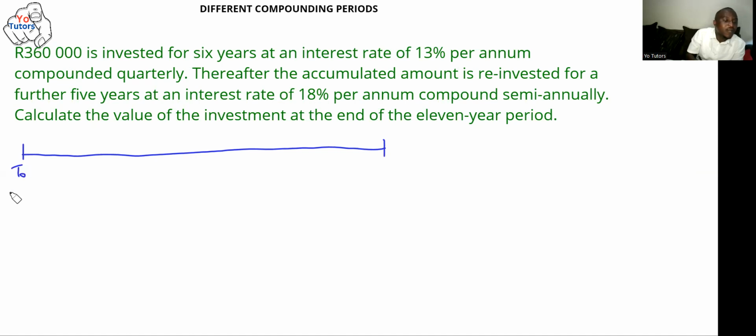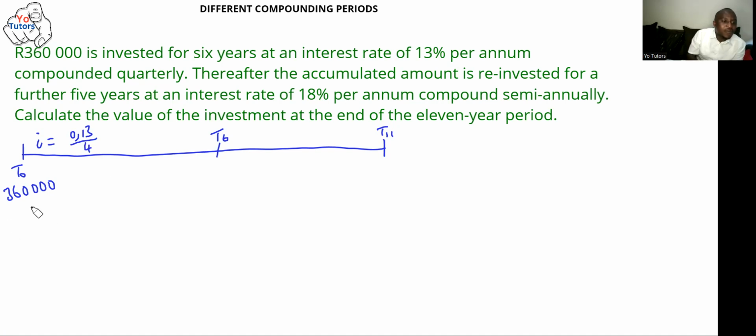So at T0, we have how much invested? 360,000. And after how many years? Let me just see here. For 6 years, okay. So you can say T6, and there is T11. After the first 6 years, the percentage I is 0.13, and remember it's compounded quarterly, so it's 0.13 over 4.